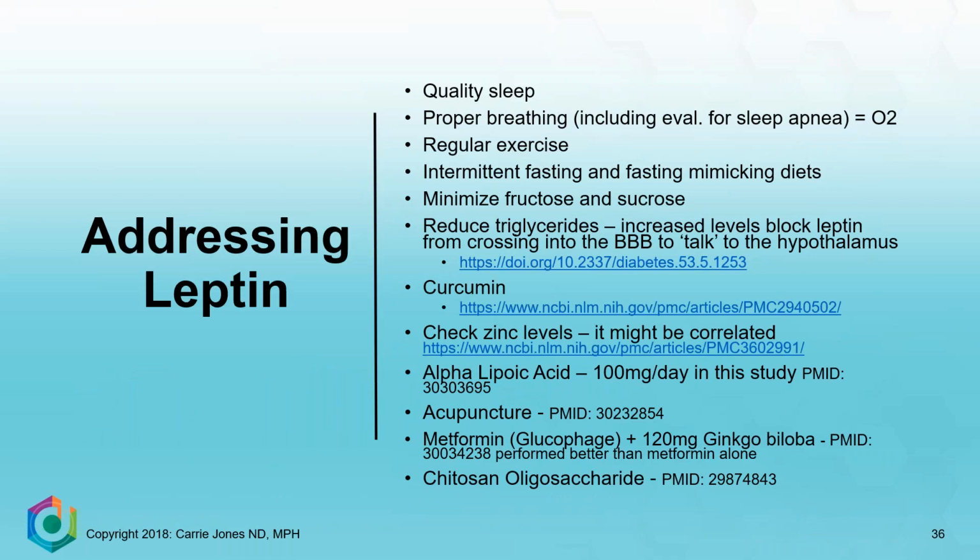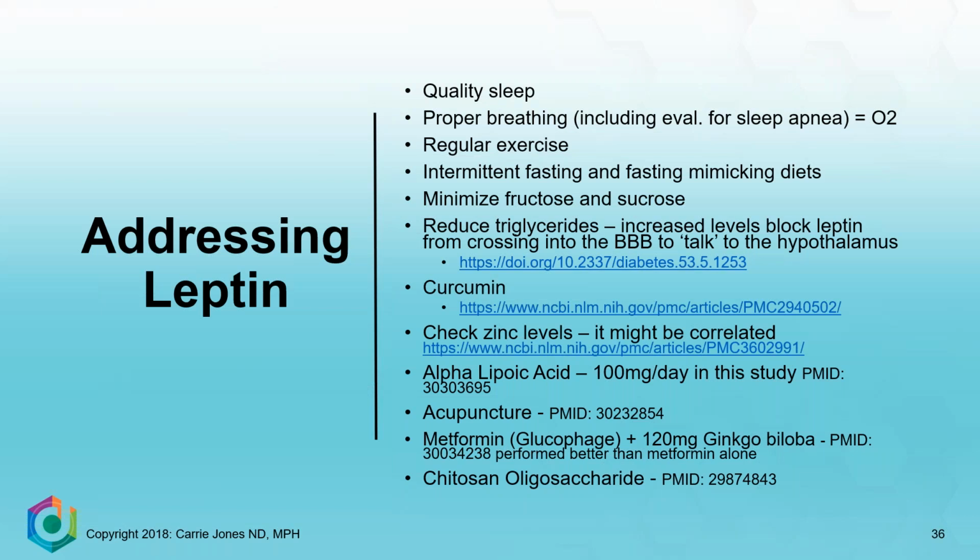But how do you address leptin? What do you do? It's a hormone out of your fat tissue crossing to your hypothalamus. Quality sleep, believe it or not, is super important. Proper breathing, so make sure you're addressing people who have sleep apnea. They report they're snoring at night, or their partners are telling them they're snoring. Oxygenation is important for this communication.